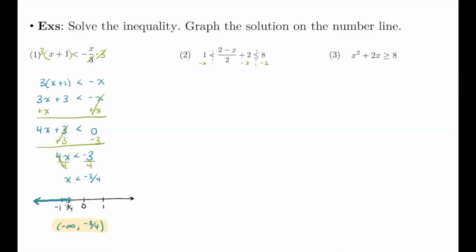going on. So 1 minus 2 is negative 1. We've got 2 minus x over 2 left in the middle because of this cancellation here. Then we've got less than or equal to 6. Now I know we had a negative here, right? We subtracted 2, but we didn't multiply or divide by -2, so the signs of the inequalities are staying the same. The directions of the inequalities are staying the same.